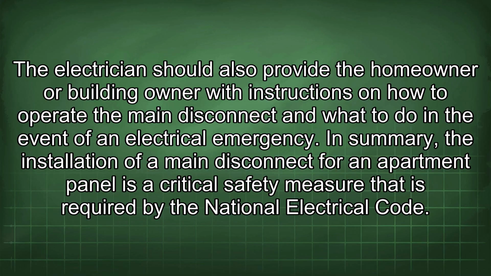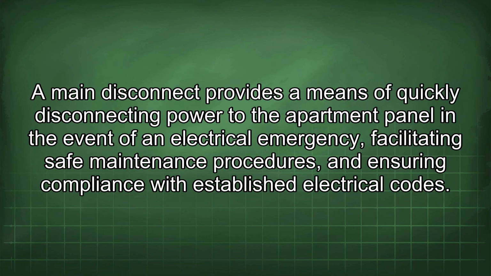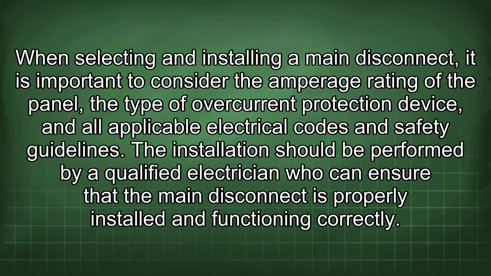In summary, the installation of a main disconnect for an apartment panel is a critical safety measure that is required by the National Electrical Code. A main disconnect provides a means of quickly disconnecting power to the apartment panel in the event of an electrical emergency, facilitating safe maintenance procedures and ensuring compliance with established electrical codes. When selecting and installing a main disconnect, it is important to consider the amperage rating of the panel, the type of overcurrent protection device, and all applicable electrical codes and safety guidelines.